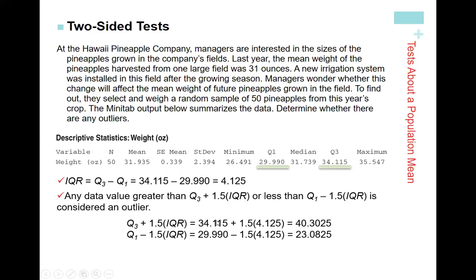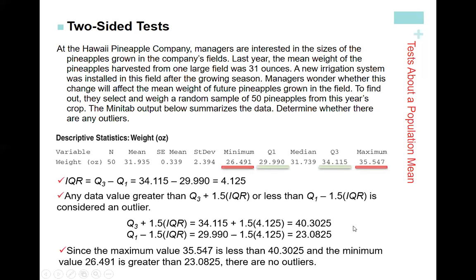So there's Q3. I'm going to add that 1.5 times IQR. I get 40.3025. I'm going to take Q1, 29.99, and subtract 1.5 times IQR, and I get 23.3. So anything above 40.3, anything below 23 is an outlier. And we don't have any values that are outside of those boundaries. So we have no outliers.